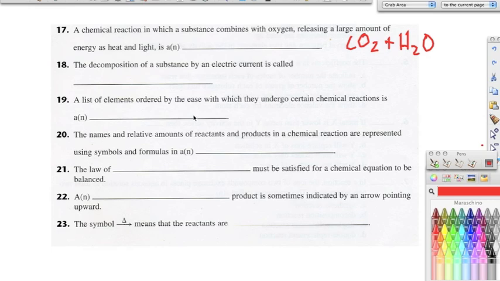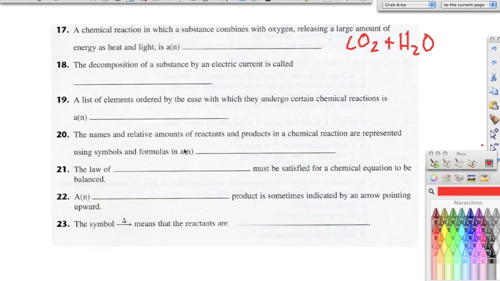Moving on to number 20, it says the names and relative amounts of reactants and products in a chemical reaction are represented using symbols and formulas in the chemical equation. 21 says the law of conservation of mass and energy must be satisfied for chemical equations to be balanced. Remember, we have to have the same number of each atom on each side. And that satisfies the law of conservation of mass and energy.